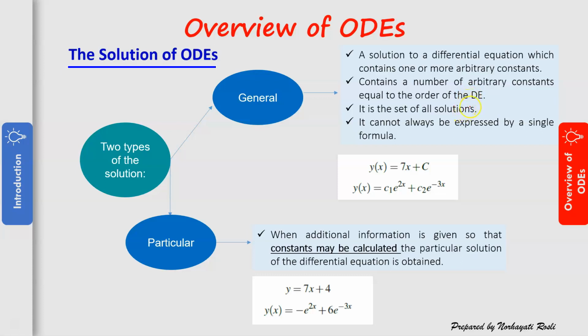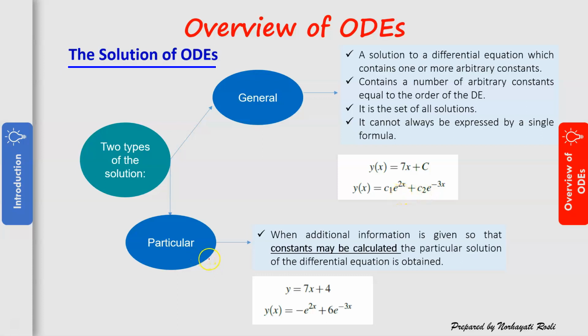It is the set of all solutions, meaning that this arbitrary constant can be any value. It cannot always be expressed by a single formula. For example, if we have y(x) equal to 7x plus c, this c can be any value. You can substitute 1, 2, 3, and so on. So it cannot always be expressed by a single formula. And for this one, if you have y(x) equal to c1 exponential 2x plus c2 exponential negative 3x, we can say that c1 and c2 are constants. There are two constants here, which means that the order of the differential equation that has this solution is 2.